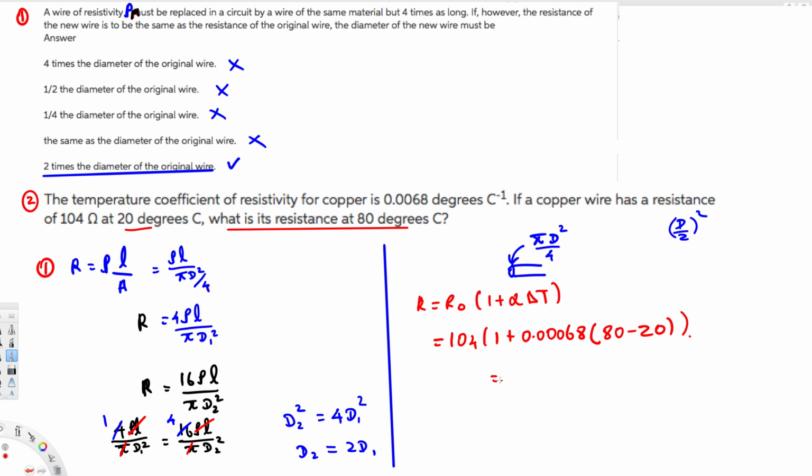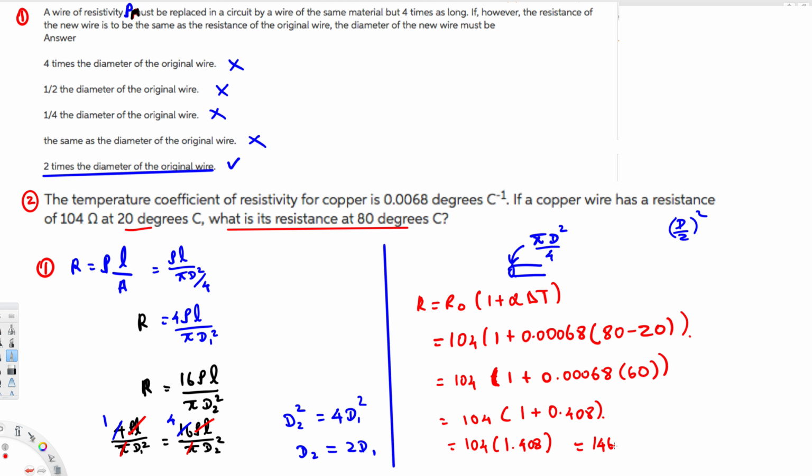Let's calculate this value. We have 104 right here, and inside the bracket we have 1 plus 0.0068 multiplied by 60. If you multiply this, that's going to give you 0.408, and if you add them together, that's going to give you 104 times 1.408. If you multiply them together, that's going to give you 146.4 ohms, and that's going to be the final answer. And that's how we do these kinds of problems.